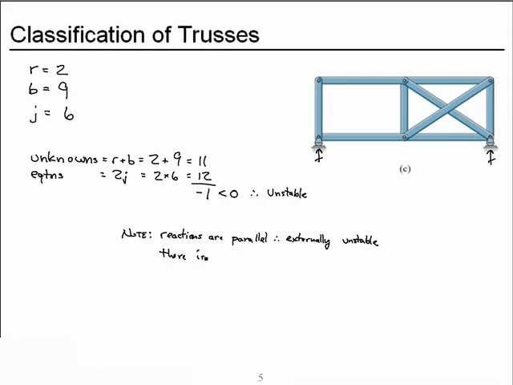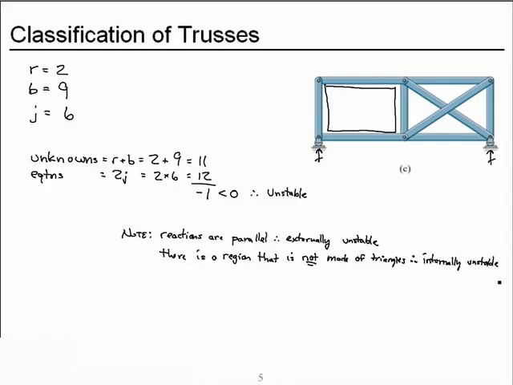Also, there's a region that is not made of triangles. That region is right in there. That means it's internally unstable. So our assessment of unstable is demonstrated externally and internally.